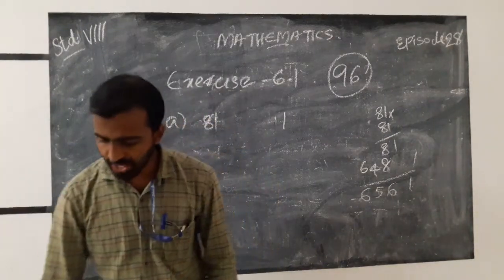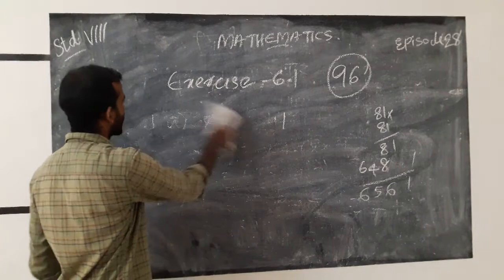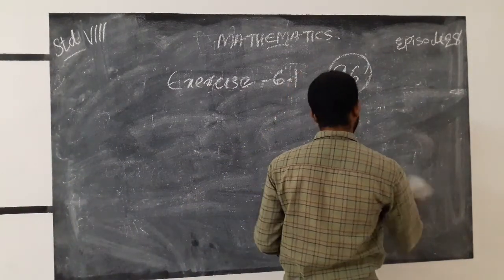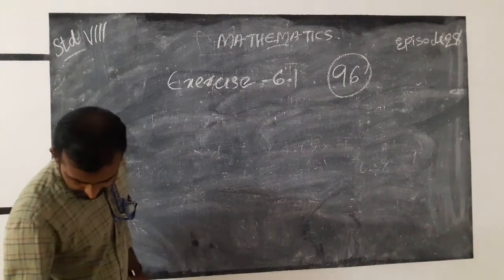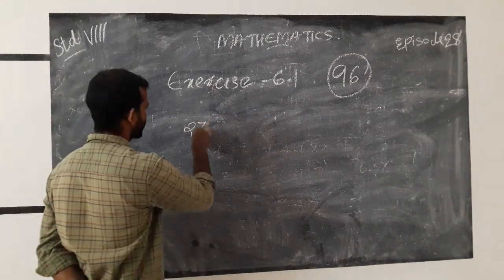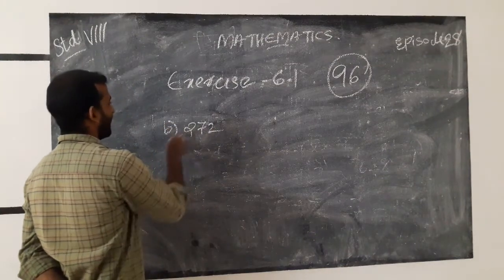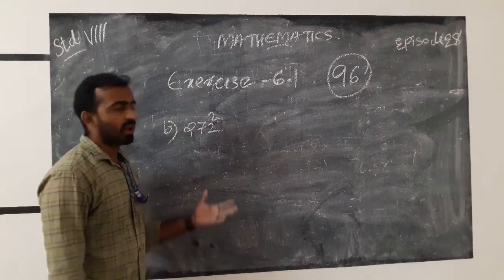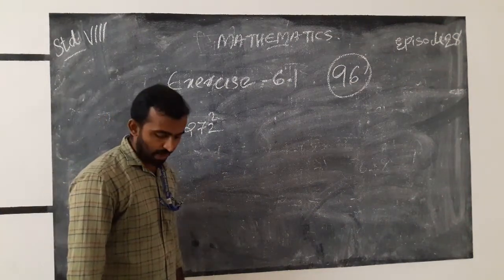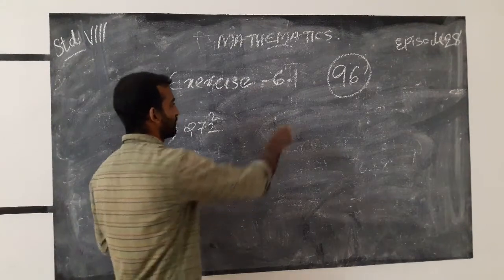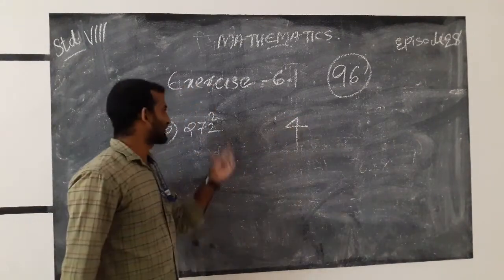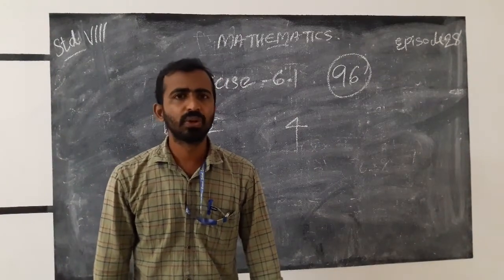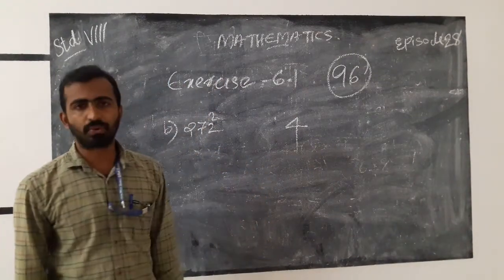272. Then when we take the square of this number, what do we get? We get unit place 4. That is here in unit place 2. Then when we take the square of 2, we get 4.